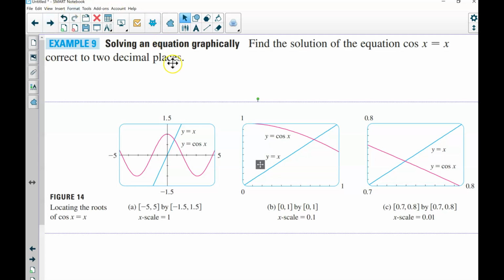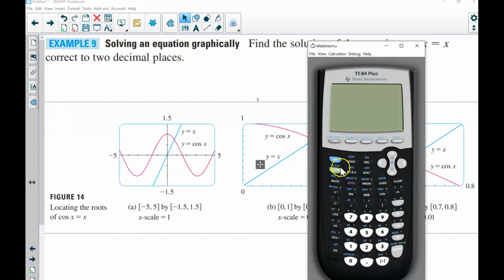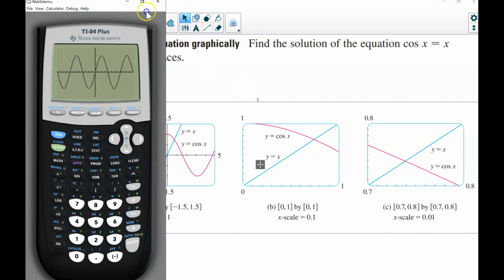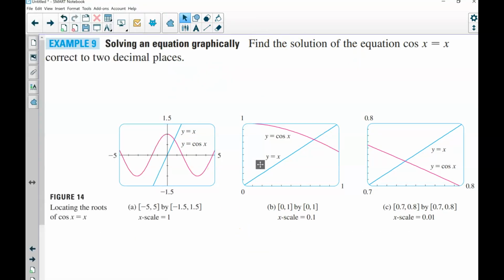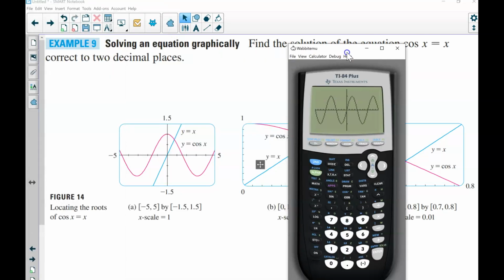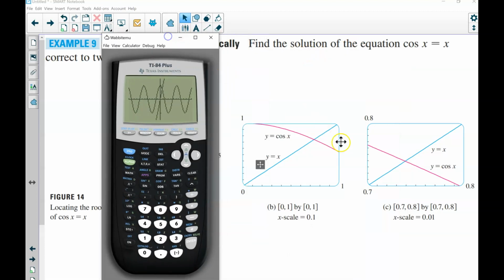So what you're doing is graphing both of them on the graph. Let me go ahead and do that here. So if we graph both of these on the same screen, we have the cosine of x, and then we're graphing x. Okay, so this seems pretty close to the first one, right? But we want to be able to see what that value is, meaning where does it intersect?